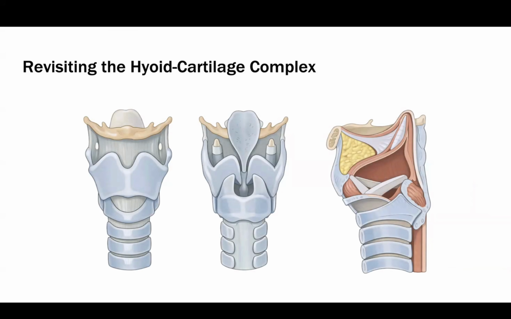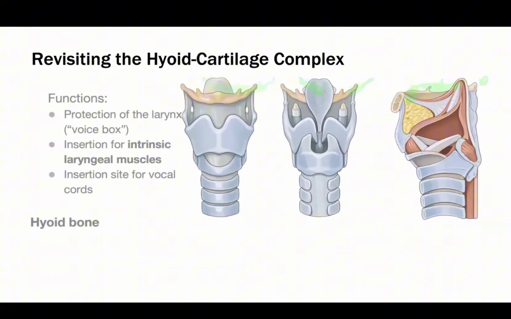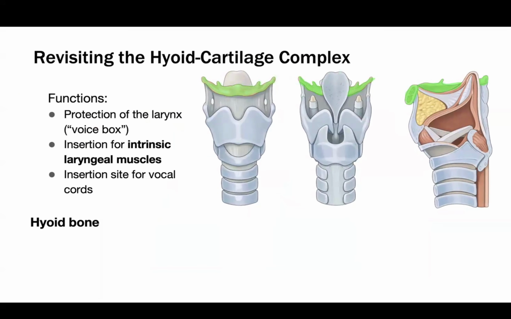Here's the full hyoid cartilage complex from 3 different angles. Get comfortable with this visual because you're gonna want to remember this. The first part of your hyoid cartilage complex is the hyoid bone. While technically it's not a cartilage, it's a bone, and it's famous for being the only bone in the body that doesn't articulate with another bone. It kind of just floats up there, suspended by muscles and ligaments. How fun.